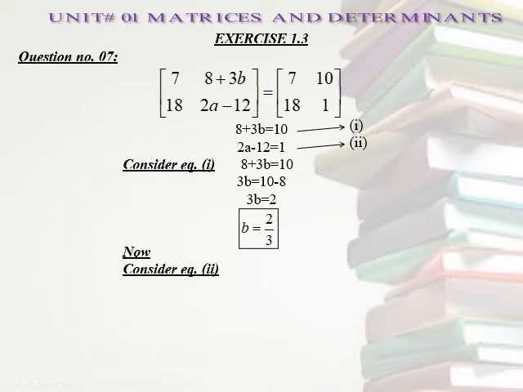Now consider equation 2, that is 2a minus 12 is equal to 1. Bring 12 to the other side by changing its sign. So 1 plus 12 is equal to 13. Now by bringing 2 to the other side, I have got the value of a, that is 13 by 2. So the value of a is 13 by 2 and the value of b is 2 by 3.